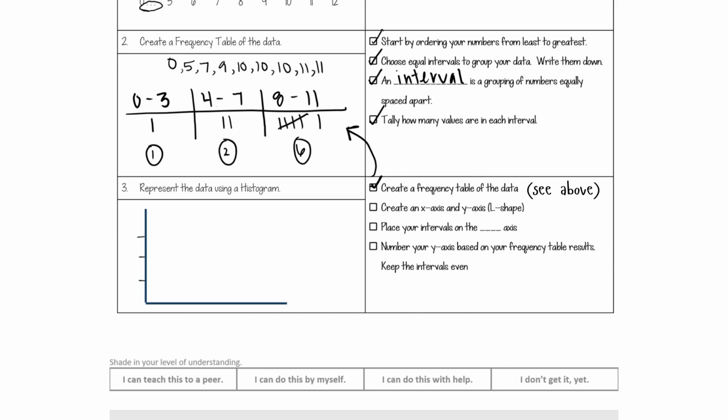And then it says create an x-axis and y-axis. If we forget what this is from 5th grade or you possibly didn't learn it, the x-axis is the horizontal one and the y-axis is vertical, or up and down. Place your intervals on the blank axis. Well, our intervals from above are actually going to go on the x-axis. So we have 0 to 3, 4 to 7, and 8 to 11.